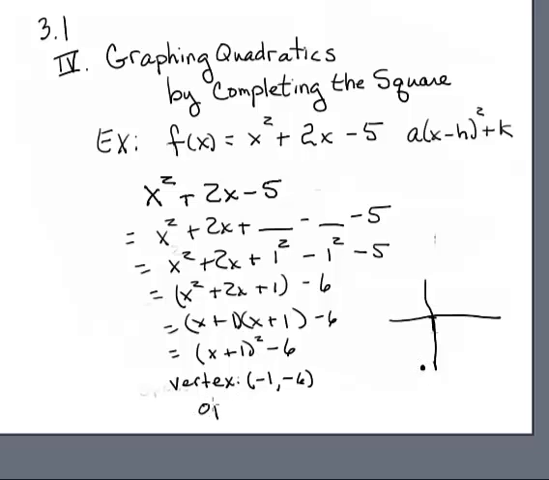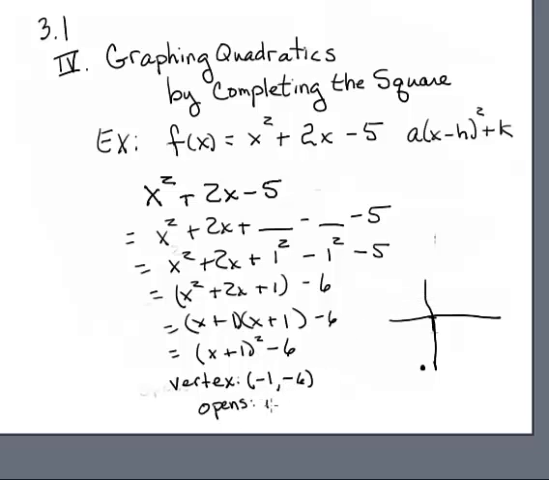I also know how it opens, either up or down. I can tell because whatever number is in front, the a that's in front, if it's positive, then it opens up. If it's negative, it opens down. So this number in front is a positive 1, so I know that this quadratic is opening up. I just don't know how wide it is. But I can find out how wide it is if I know what the y-intercept is. If the y-intercept turns out to be down here, this parabola is going to be pretty wide. But if the y-intercept turns out to be up here, it's pretty narrow. And then we can draw the matching side because it is symmetrical.